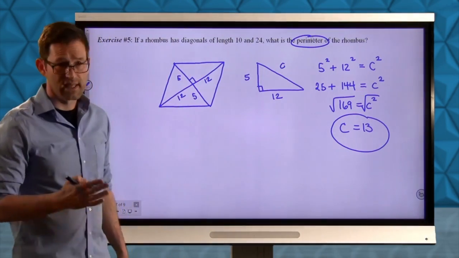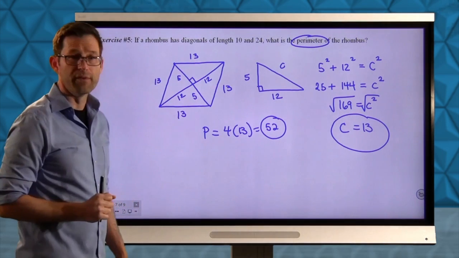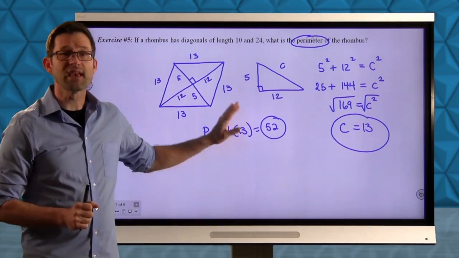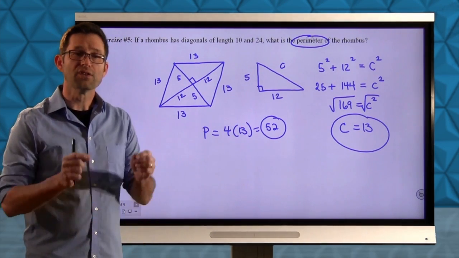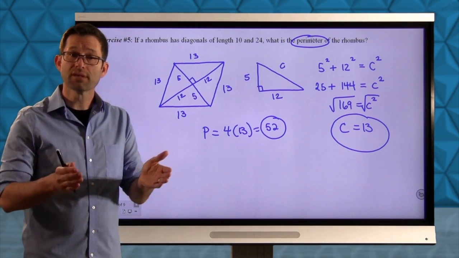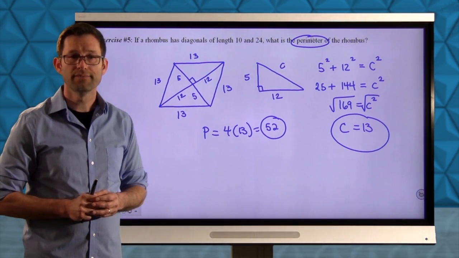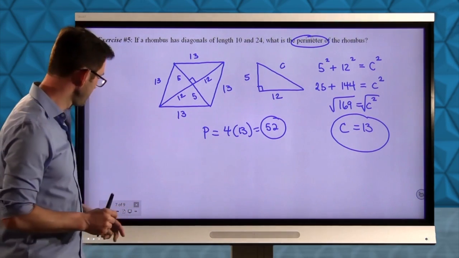Now watch out, because that's not the perimeter. That's simply the length of each one of the sides. You can now find the perimeter either by just doing 4 times 13 or by adding all 4 13s up. Either way, the perimeter will be 52. This is a classic rhombus problem because you have to know that the diagonals are perpendicular, and you have to know, because it's a parallelogram, that the diagonals also bisect each other. All right, so let's keep moving on.